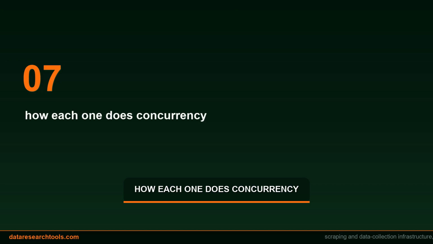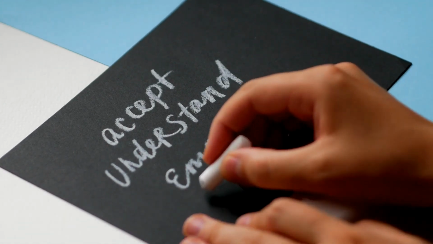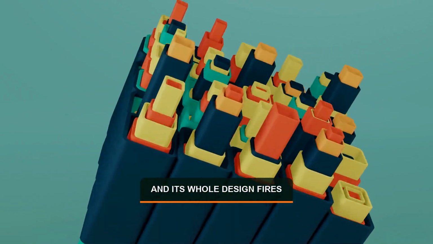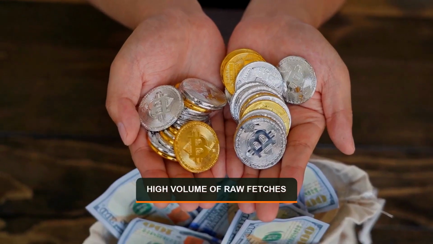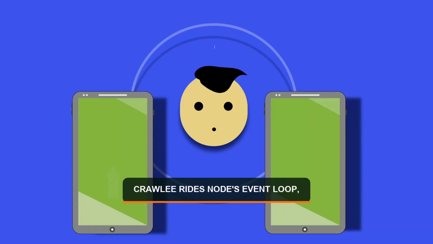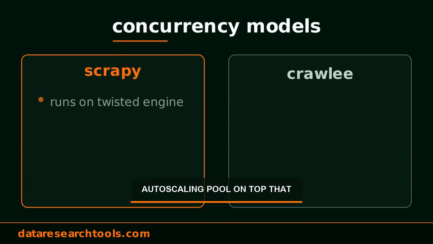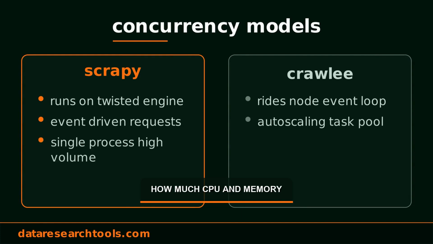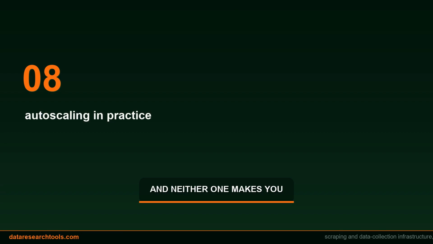Now, concurrency. The concurrency models are worth understanding because they shape how each one scales. Scrapy runs on Twisted, an event-driven networking engine, and its whole design fires many HTTP requests at once without blocking, so a single process can push a high volume of raw fetches efficiently. Crawlee rides Node's event loop, which is also asynchronous by nature, and layers an auto-scaling pool on top that grows and shrinks the number of concurrent tasks based on how much CPU and memory are actually free.